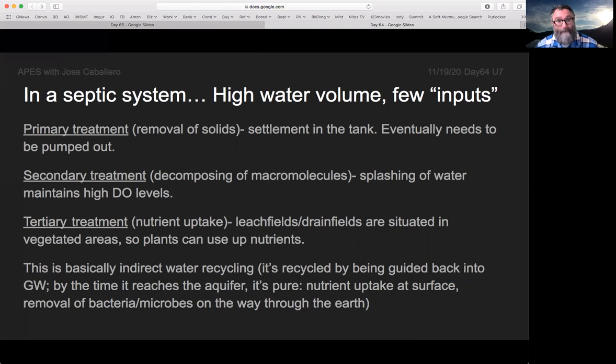It is possible for these systems to fail. Flow can be too rapid, pipes can break. Or if your leach field is too close to the aquifer, you can get bacterial or viral contamination down to groundwater supply. That is possible.